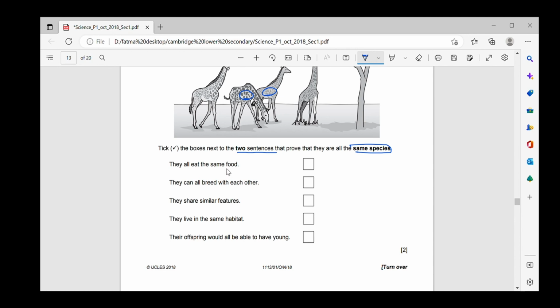Let's look. They all eat the same food. Is it a proof that they are the same species? No. They can all breed with each other. It's a yes. Correct. This is a feature regarding the same species. They share similar features. No. They live in the same habitat. No. Their offspring would all be able to have young. This is correct. So the two sentences that prove that they are all the same species: they can all breed with each other, and their offspring would be able to have young.